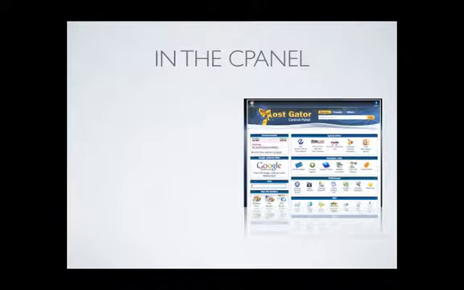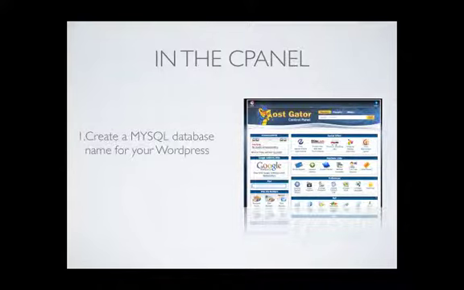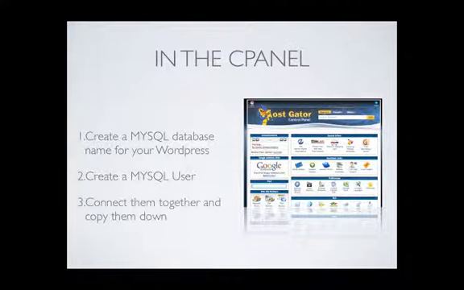Once you have managed to log into your cPanel, you can then set up a MySQL database in your hosting account. If you don't know what it is all about, you don't need to care about it for now. You're just required to complete these 3 steps in the cPanel. Create a MySQL database name for your WordPress. Create a MySQL user and password. And finally, you need to connect the user and the database together.